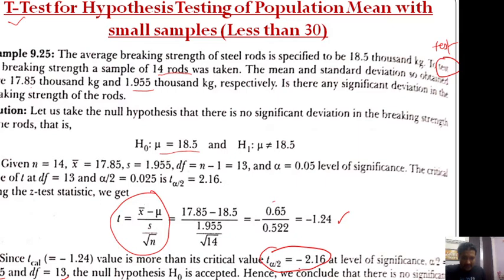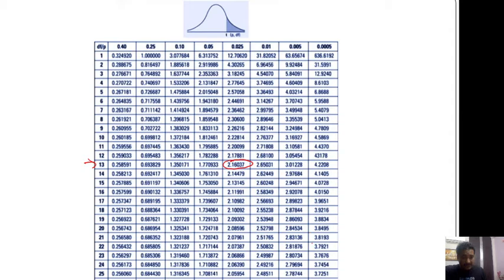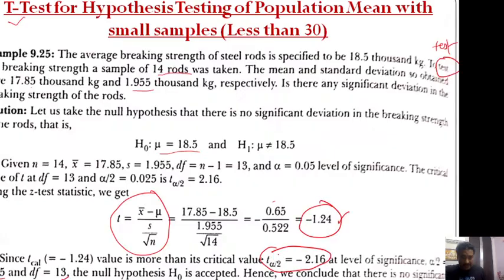Why are we taking it as minus 2.16? Because our calculated value is negative. That's why we are taking t alpha by 2 as a negative value. If it comes positive, then we take it positive. Otherwise, if it is negative, then we compare it with the negative t value. In the t table, it is not mentioned whether it is positive or negative, but you have to take it according to the calculated value of t. Because the calculated value of t is negative, we would say it is minus 2.16.